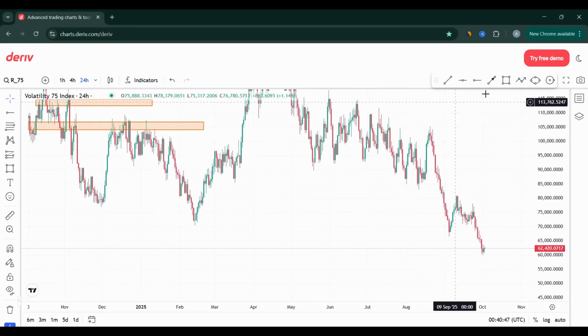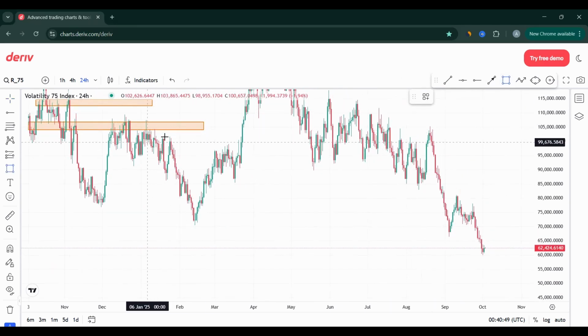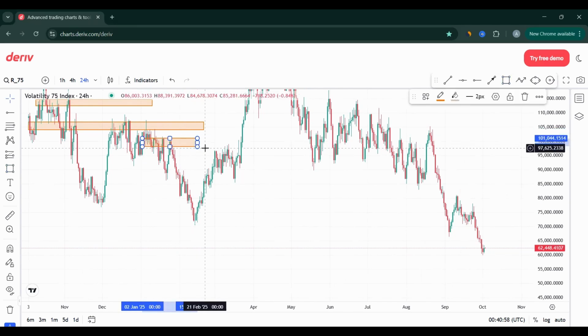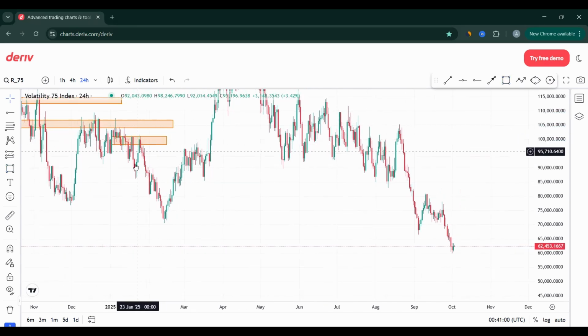Now again we're going to look for which one gave us the last test here. We shall notice that the price that gave us the last test here, we had a test in this area here. Then again we can see that the last point that gave us a retest was this one here.